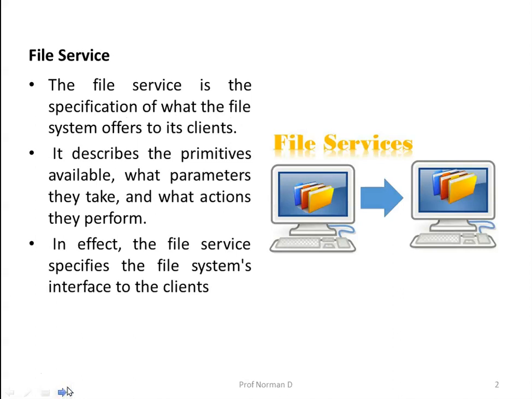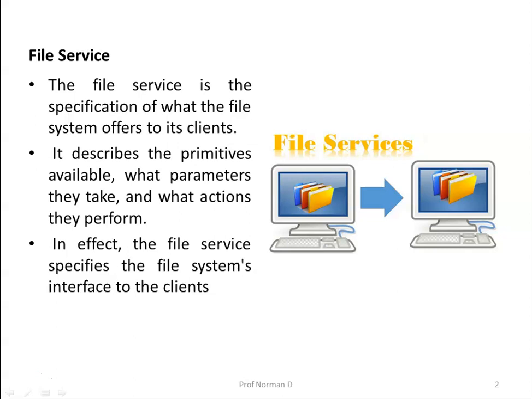To start with, in a distributed system, it is important to distinguish between the concepts of the file service and the file server. The file service is the specification of what the file system offers to its clients. It describes the primitives available, what parameters they take, and what actions they perform. To the clients, the file service defines precisely what service they can count on, but it does not say anything about the implementation. In effect, the file service specifies the file system's interface to the client.